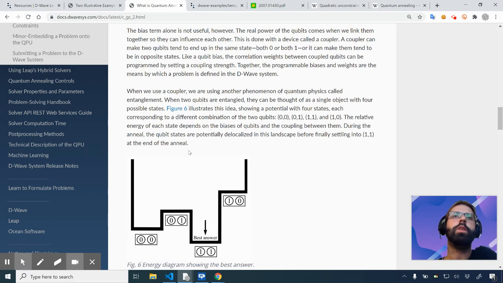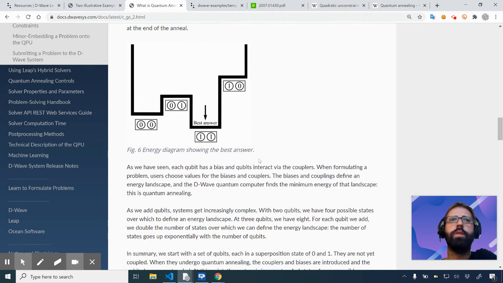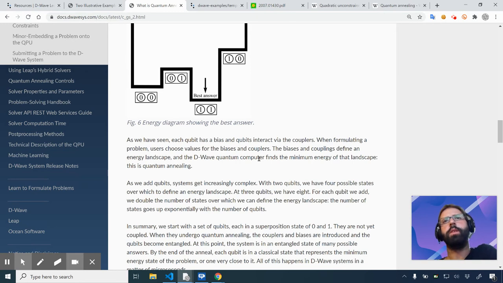The relative energy of each state depends on the biases of the qubits and the coupling between them. During the anneal, the qubit states are potentially delocalized in this landscape before finally settling into 1, 1 at the end of the anneal. So you have seen each qubit has a bias and qubits interact via the couplers. When formulating a problem, users choose values for the biases and couplers. The biases and coupling define an energy landscape, and the D-Wave computer finds the minimum energy for that landscape. This is quantum annealing.